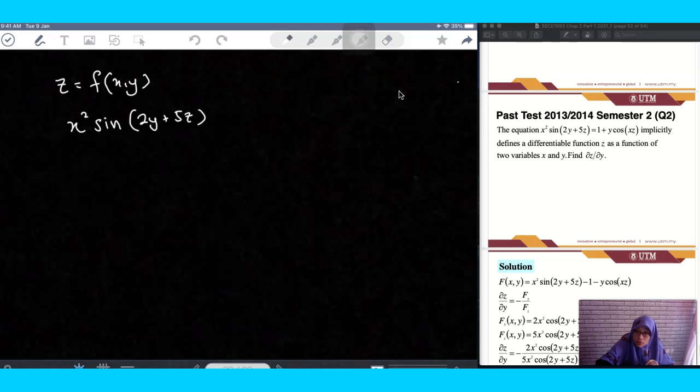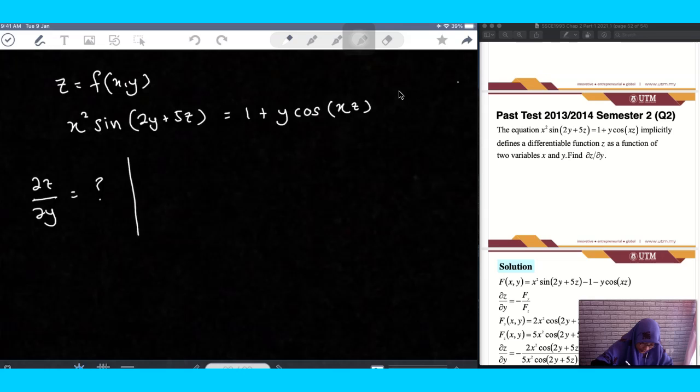Then it is equal to 1 plus y cos of (xz). Also don't forget to put the bracket. Okay, so you need to get del z del y. That is the thing we are looking for. So now you have to obtain the F, your new function which contains x, y, and z.